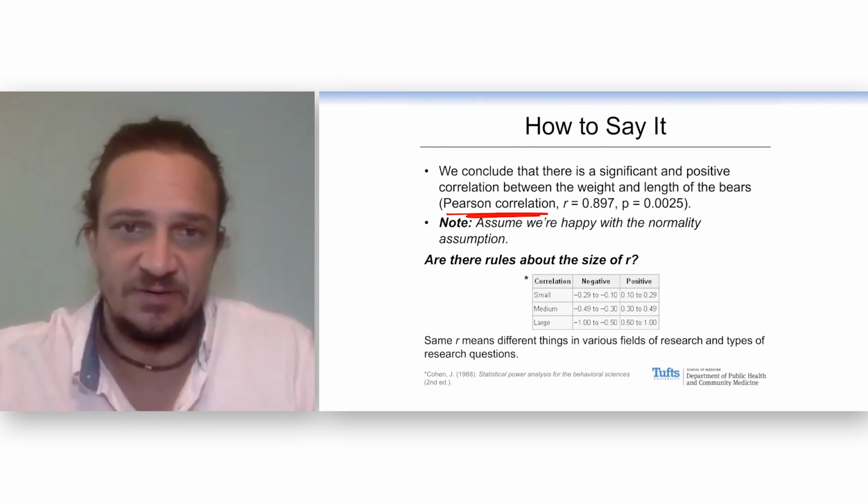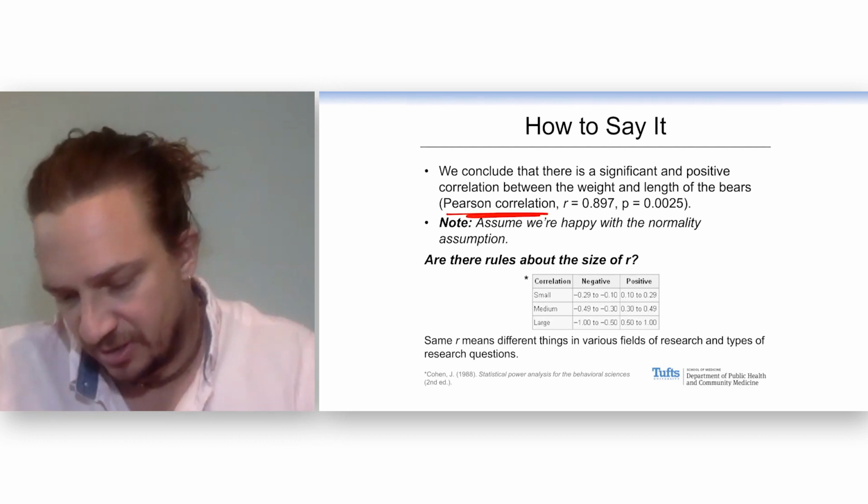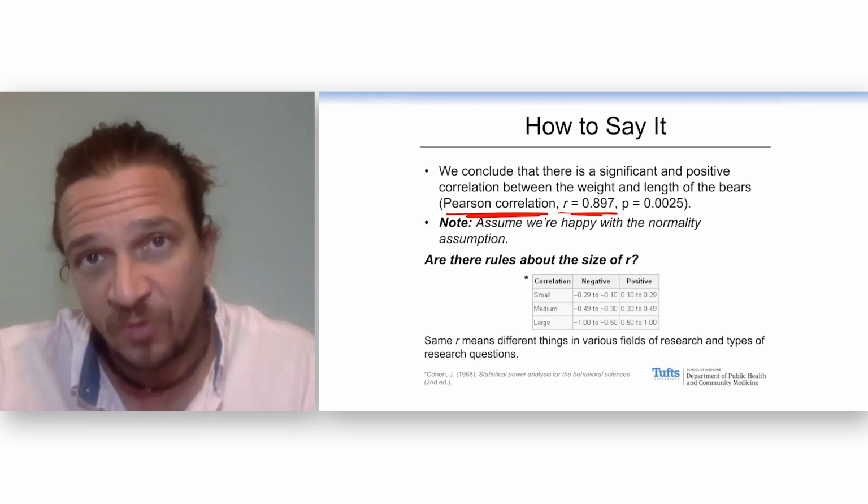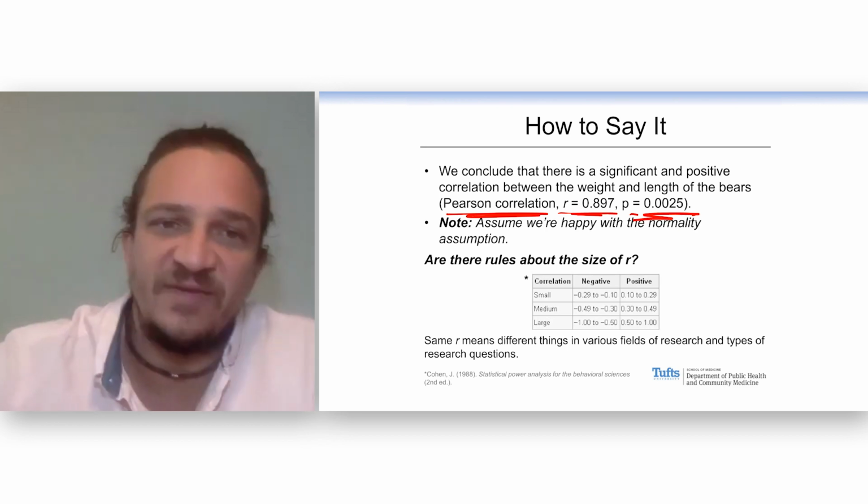Say the name of the test. You have the statistic, right? That's the magnitude and the directionality. Always say that. And then the p-value.